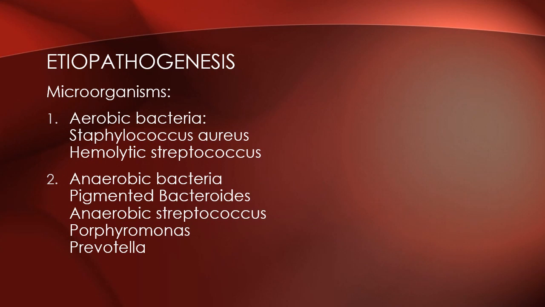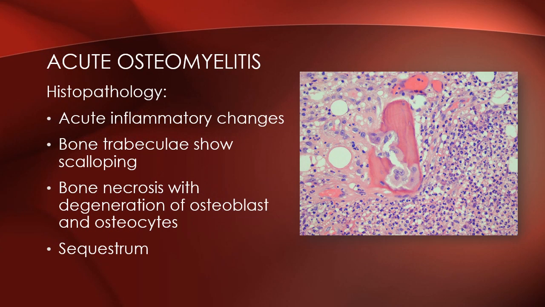Etiopathogenesis. Microorganisms that cause osteomyelitis are aerobic bacteria, Staphylococcus aureus or hemolytic streptococcus, and anaerobic bacteria. They are pigmented bacteroides, anaerobic streptococcus, Porphyromonas, and Prevotella. Histopathology. In this picture, we can see acute inflammatory changes because of the neutrophils, of course, and bone trabeculae show scalloping, bone necrosis with degeneration of osteoblasts and osteocytes, and sequestrum.